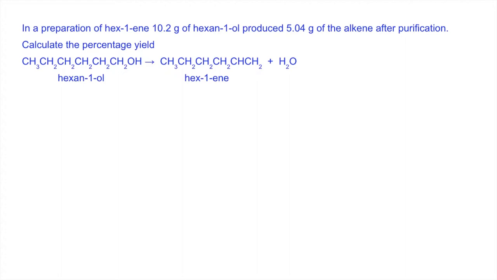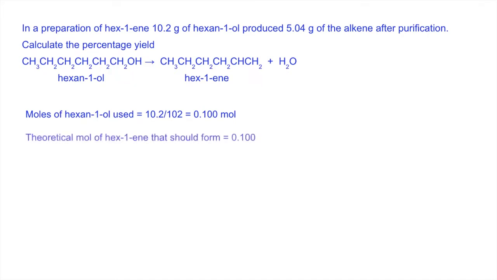First thing I'm going to do is work out the moles of hexane 1-ol that's been reacted, mass over Mr, so 0.1 moles of hexane 1-ol. The mole ratio between hexane 1-ol and hex-1-ene is telling us that we should get the same number of moles of hex-1-ene formed. So that's your theoretical or maximum moles.